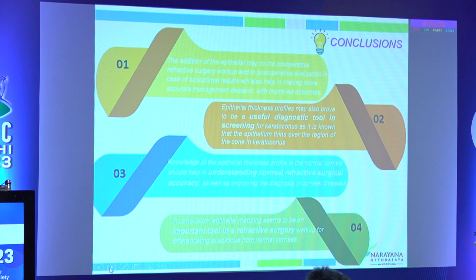The addition of this epithelial mapping to the pre-operative refractive surgery workup and in post-operative evaluation in case of suboptimal results will also help in making more accurate management decisions with improved outcomes, as well as it plays an important role as a diagnostic tool in screening of keratoconus, as we know that epithelium thins over the region of the cones in keratoconus. It also helps in understanding corneal refractive surgical accuracy as well as in improving the diagnosis of corneal diseases. Hence, epithelial mapping seems to be an important tool in refractive surgery workup for differentiating suspicious from normal corneas.